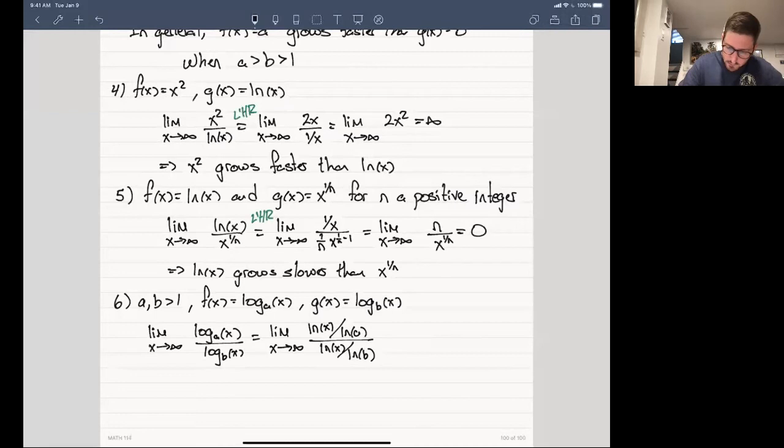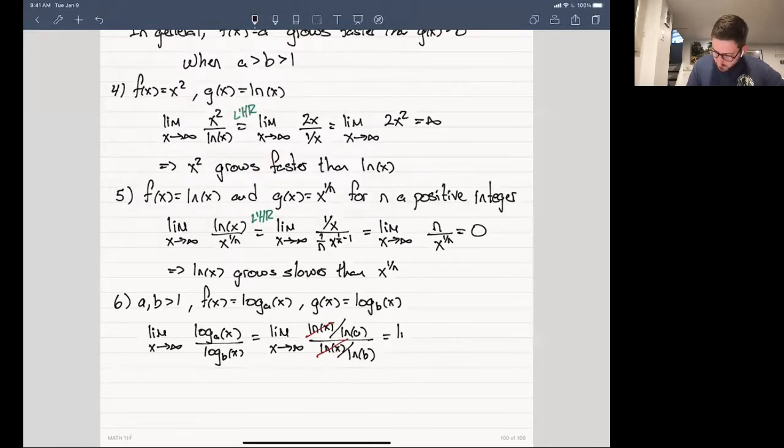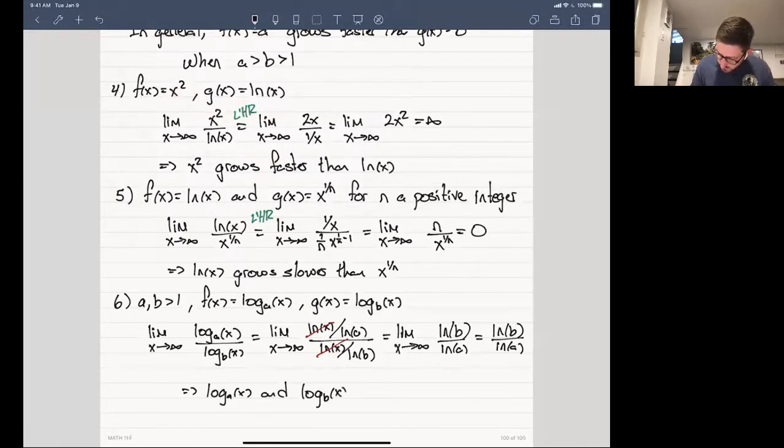And the ln x's will cancel each other, leaving me with the limit of a constant function. Remember, a and b are fixed. They're not changing with x. So I get ln b divided by ln a, which is ln b over ln a. And since b is bigger than 1, this thing is never 0. So this tells me that log base a of x and log base b of x grow at the same rate.